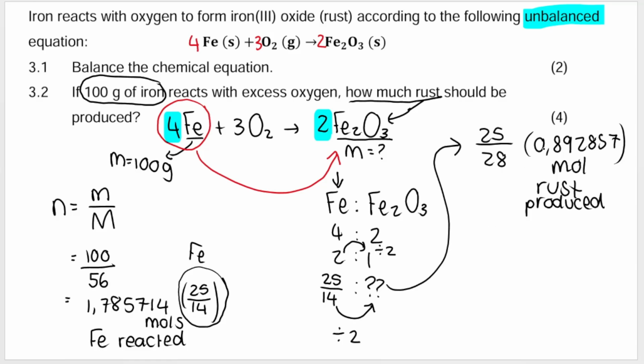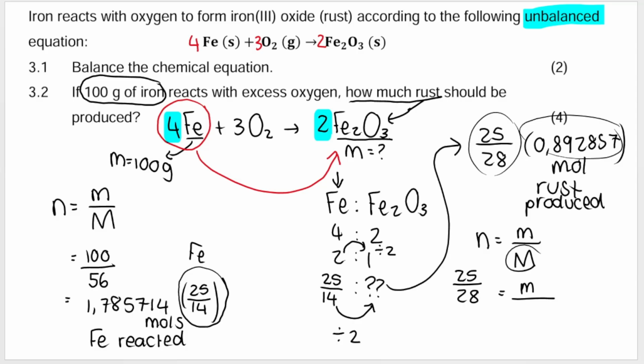So how do you convert from moles back to mass? You use this formula. But now remember, this n that you put in is the moles of rust. I'm going to put it in as a fraction, 25 over 28. The mass is what I'm looking for. And now the molar mass, that is the molar mass of Fe2O3, because this is the moles of Fe2O3.